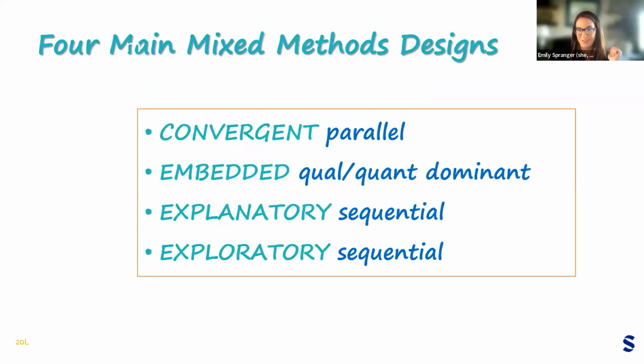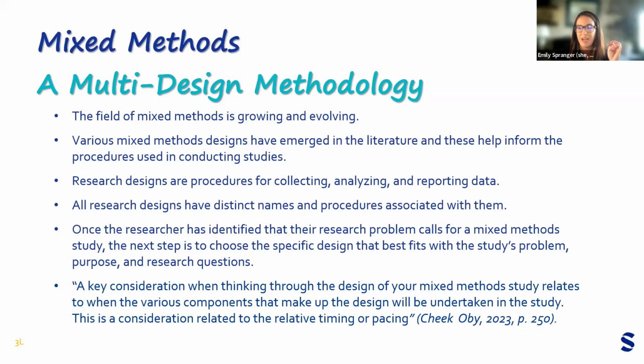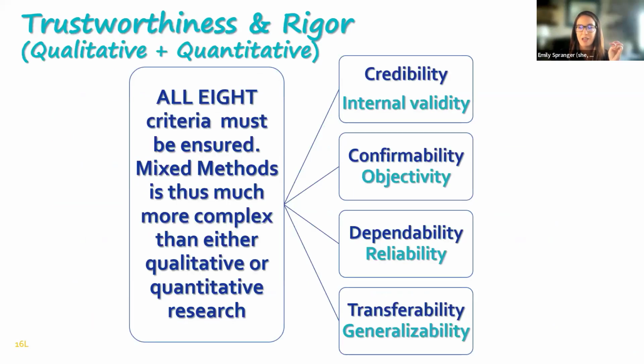Dr. Bloomberg? Yes. Would it be okay, before we move forward, are you able to let us know again? There was a slide with the 8 criteria. Are you able to explain one more time which 4 are qualitative again? Sure. The qualitative are in the dark blue. Those are credibility, confirmability, dependability, and transferability.